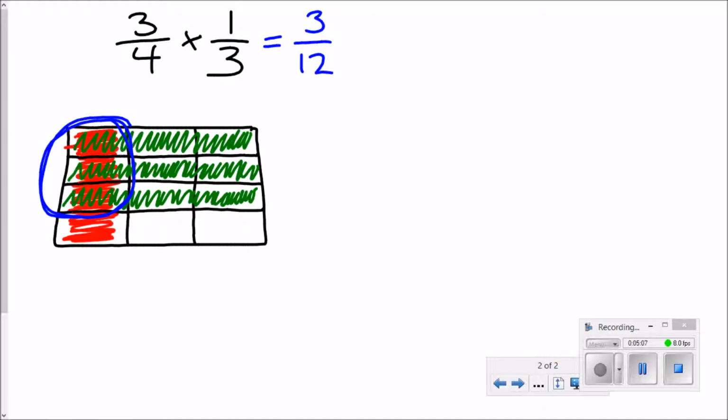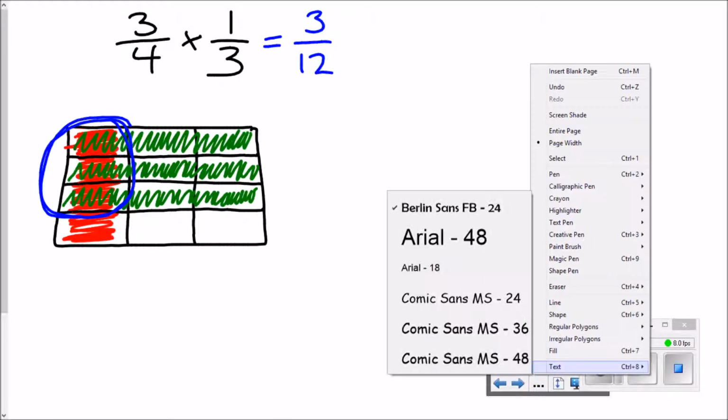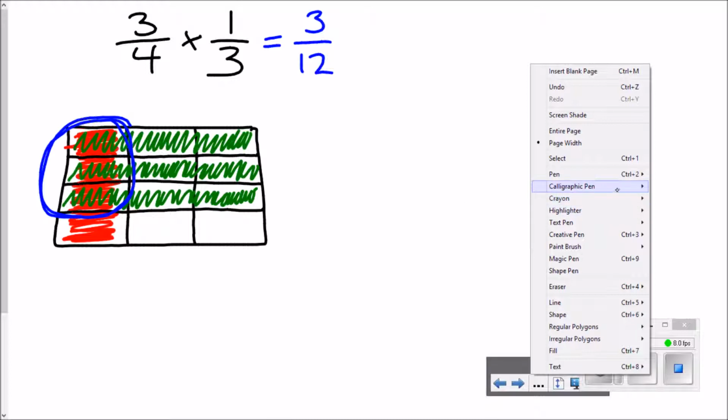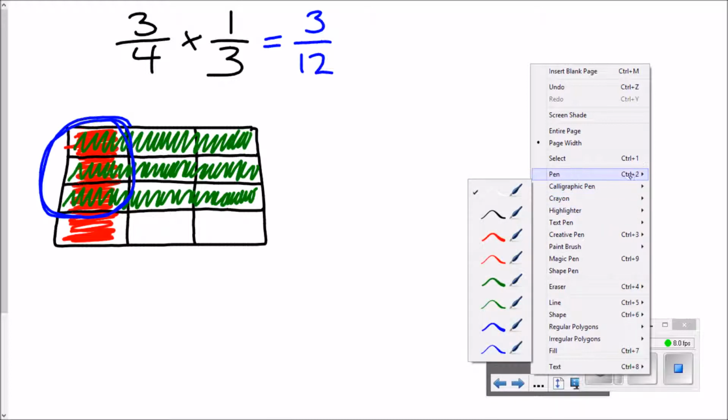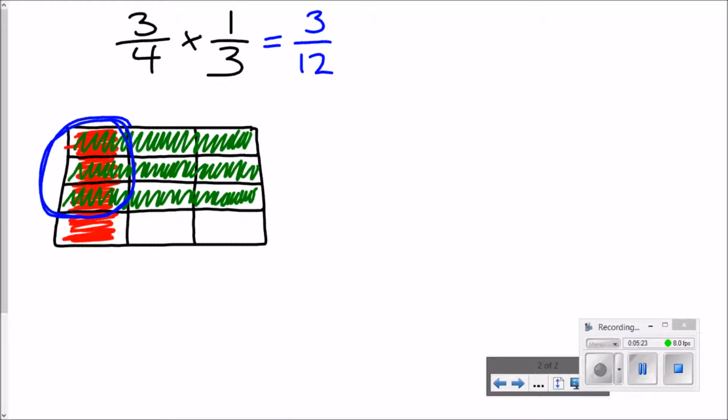Now, most of the time you'll probably be asked to simplify that answer, and you can simplify it by dividing both 3 and 12 by 3 because that is their only common factor other than 1. And we know when we divide by 1, we're just going to end up with 3 and 12 again. So we're going to divide 3 by 3, or 12 by 3, and we end up with 1/4.